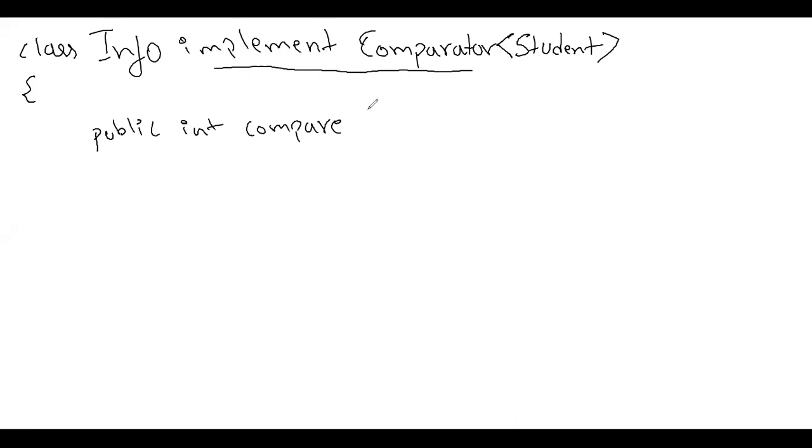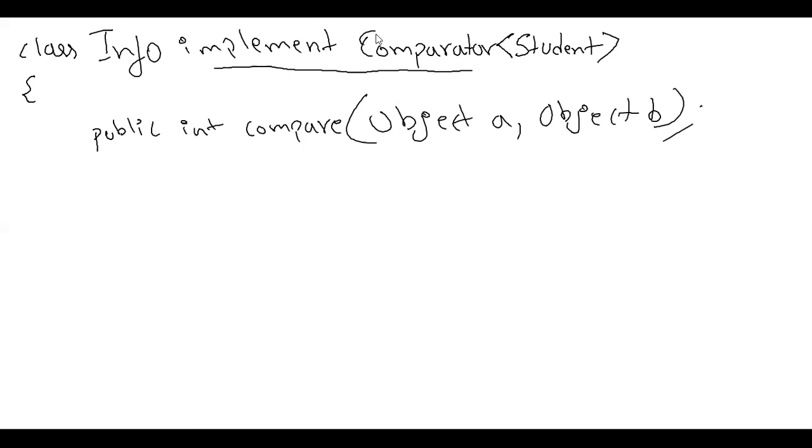I have written this. By default, it receives two object type parameters, object A and object B. But we are not dealing with the Object class now. We are already dealing with one class, that is the student class. That is why I'll remove this. I have already given the generics as student.